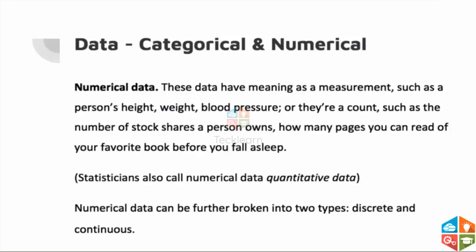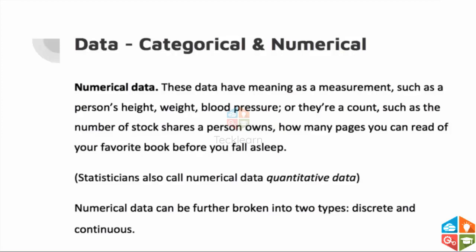Most data usually fall into two categories: numerical or categorical. Numerical data mostly have measurements such as a person's height, IQ, weight, or blood pressure. They could also be count data, such as the stock shares a person owns, how many teeth a dog has, or how many pages you can read of your favorite book before you fall asleep. This kind of data is numerical, and it is also called quantitative data.